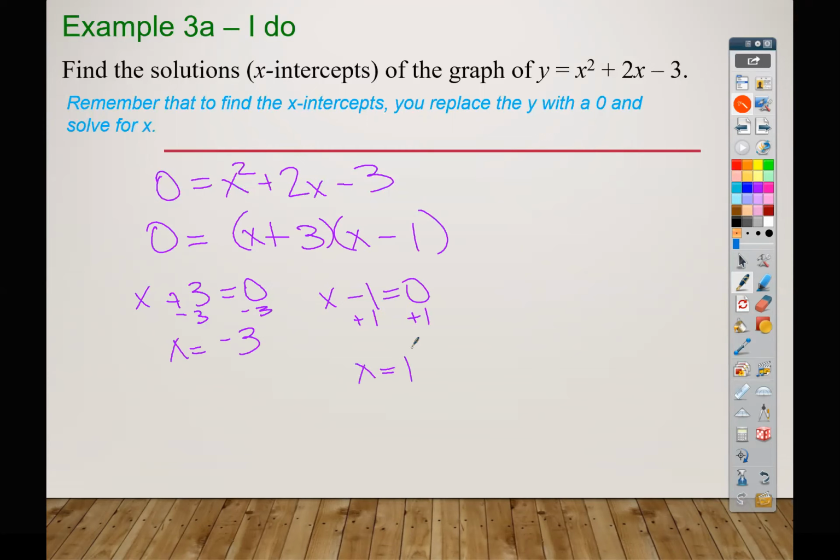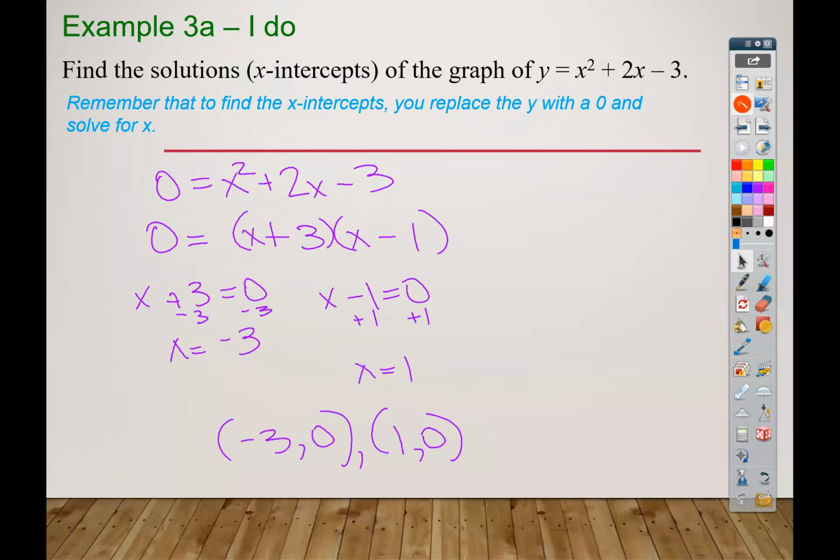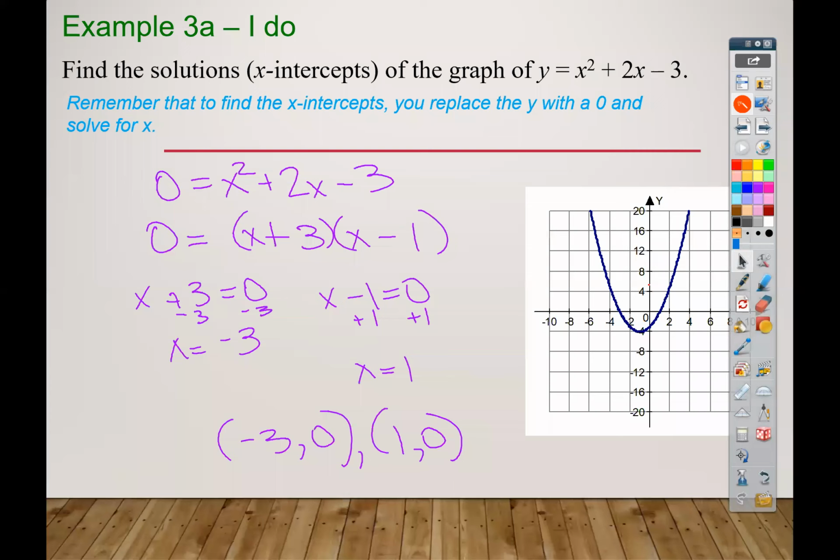So my x-intercepts would be (-3, 0) and (1, 0), because they're asking for the x-intercepts. So it would look like this if I graphed it, and you can see that it's hitting at -3 and at +1.